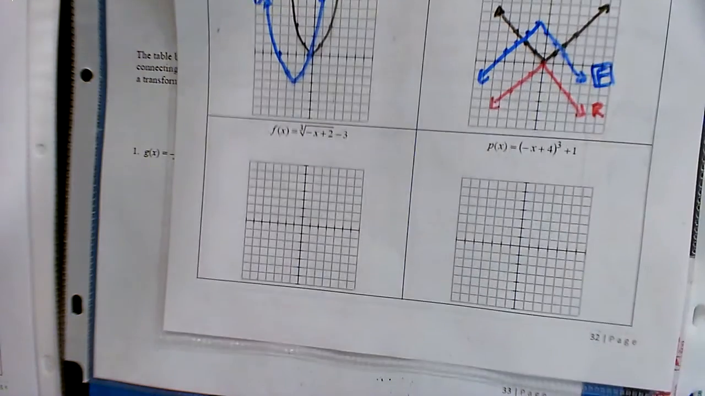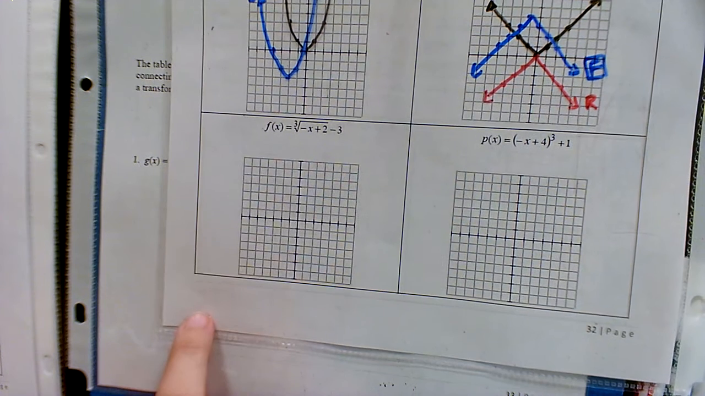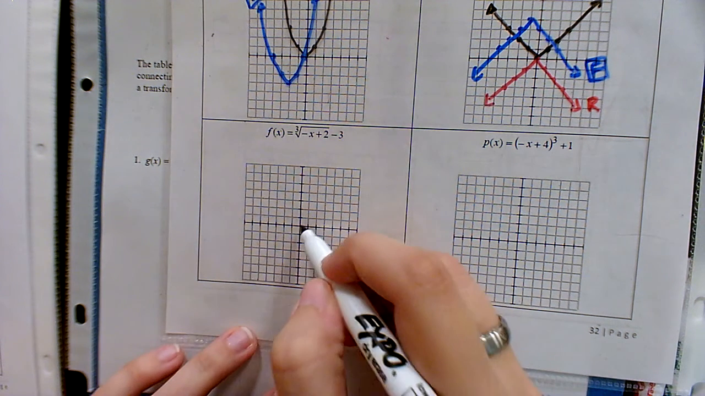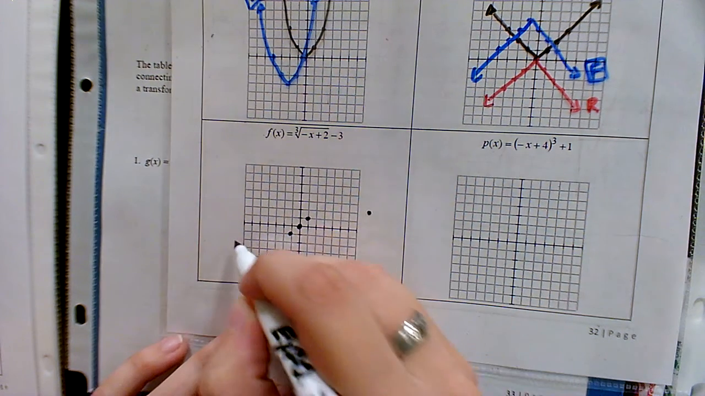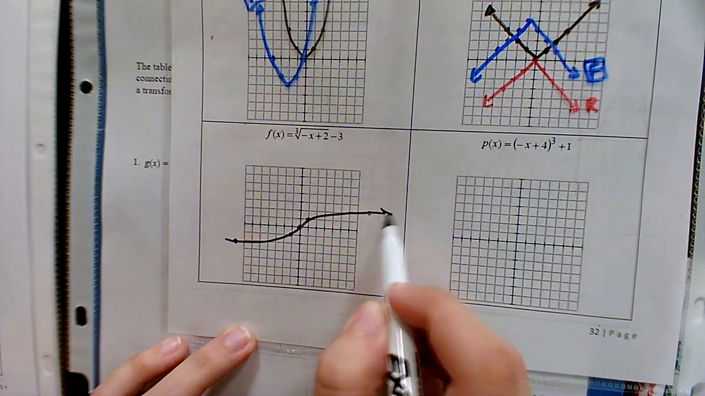All right, let's go ahead and check out the last 2. What's our parent function for the bottom left one? Good, Marie? Cube root, okay. So that's kind of the curved shape on the x-axis.